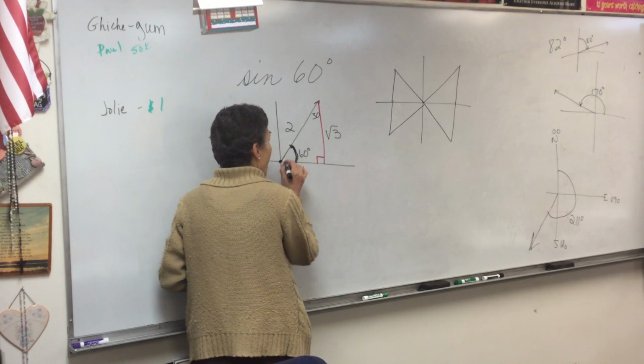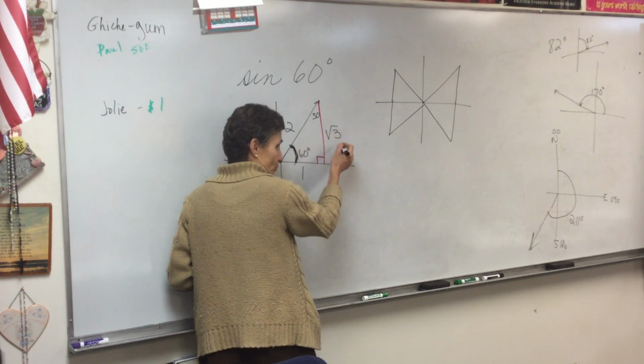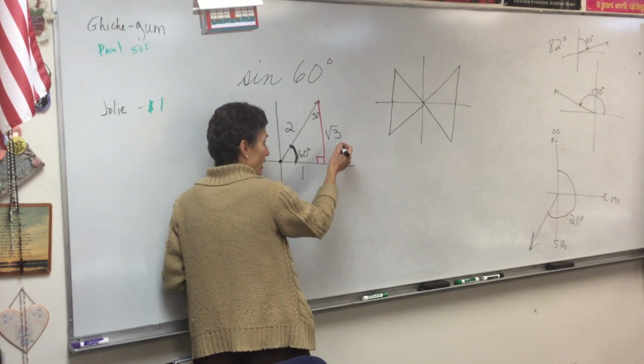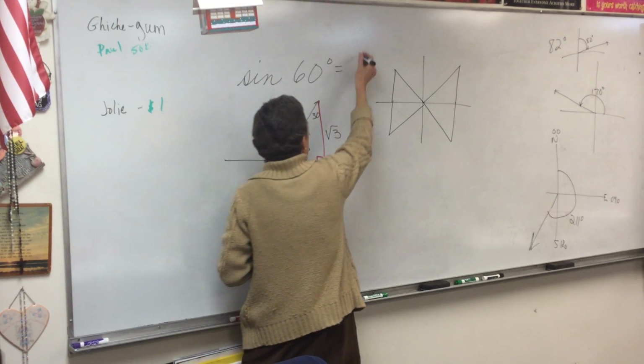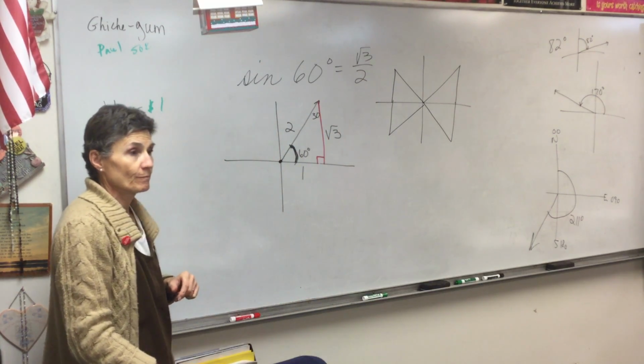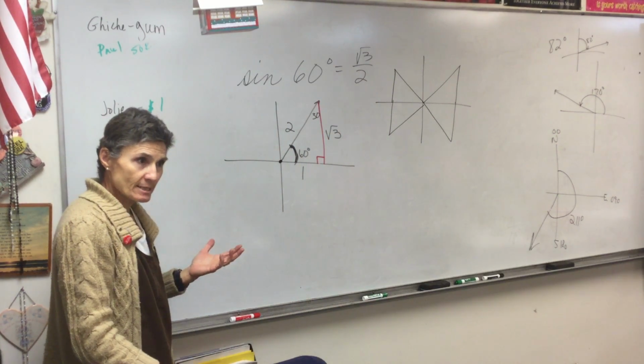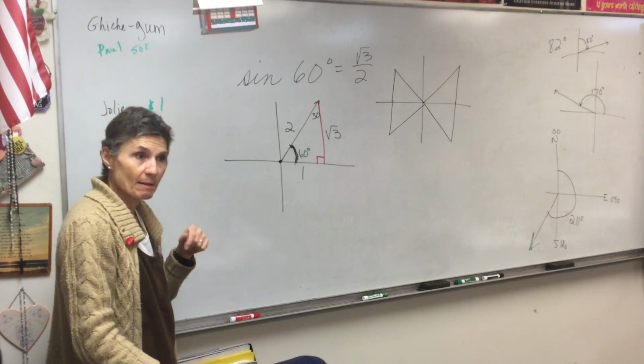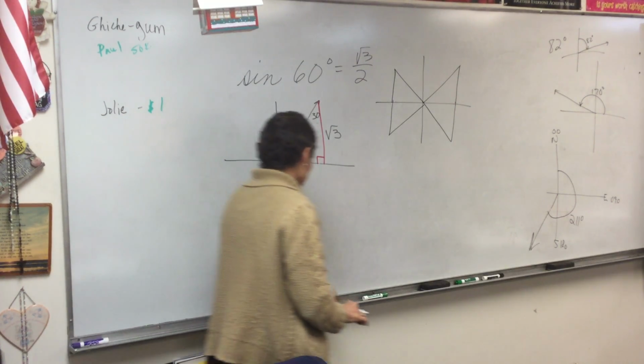Which side is the opposite side? Root 3. Which side is the hypotenuse? 2. The answer to the question is root 3 over 2. That was pretty easy, if I have everything memorized that I'm supposed to have memorized. Let's try another one.